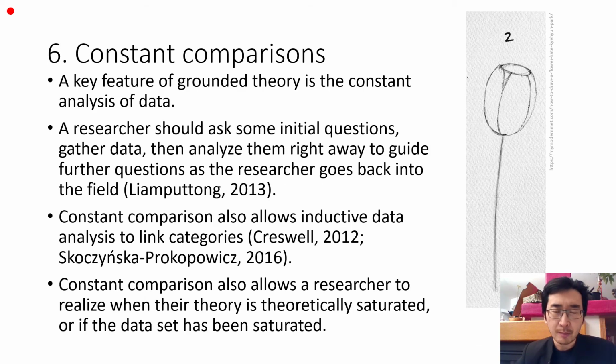This idea of constant comparison is quite important in grounded theory, and it's quite different from other qualitative work. Other qualitative work has you finish your fieldwork, collect all your data, and then go home and analyze it all at once. Grounded theory is not like that. Grounded theory tells you to go out into the field, collect some data, bring it back, and analyze it right away, and that allows you to aim your next set of questions.